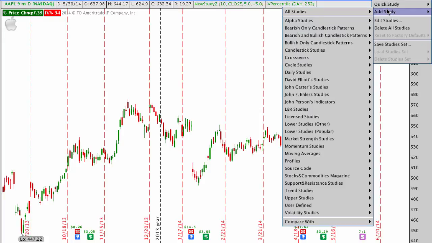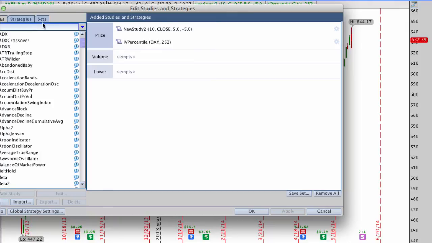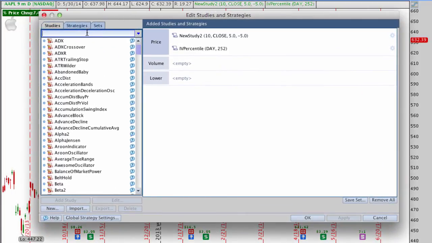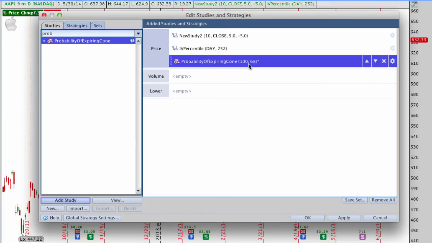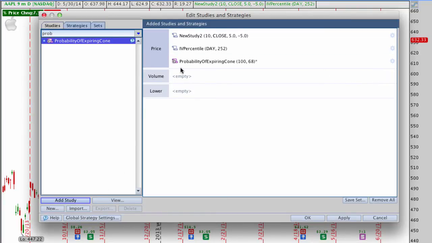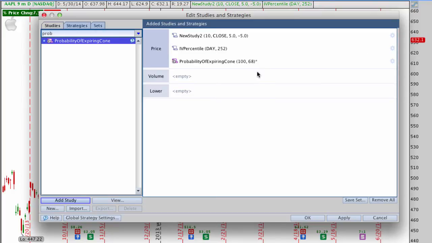So we're going to go here and add a study. I'm going to go to add studies, move this over so you guys can see it, and choose probability of expiring cone. They always add this as a new feature. The study you want to add is called the probability of expiring cone, and it basically takes into account the 68th percentile, that basic one standard deviation we were talking about.